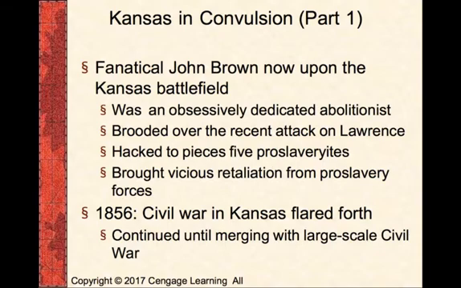After hearing about the attack on Lawrence, he went and hacked to pieces 5 people that he presumed to be pro-slavery. His butchery brought vicious retaliation from pro-slavery forces and escalated the situation in Kansas. From 1856 until the beginning of the Civil War, there was already a civil war happening in Kansas.